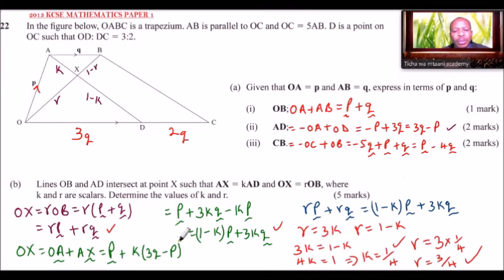So you get marks for that. You get marks for equating that. You get marks for equating OX in two ways. So that's how you work out that question. I hope it is clear.